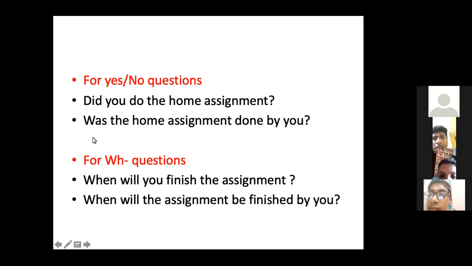So for this, when you are changing it into the passive form: did you do the home assignment? So it is in the past tense. So, was the home assignment done by you? The past participle form of the verb do is done. Done by you. It has to be in the question form itself. Okay, was the home assignment done by you?